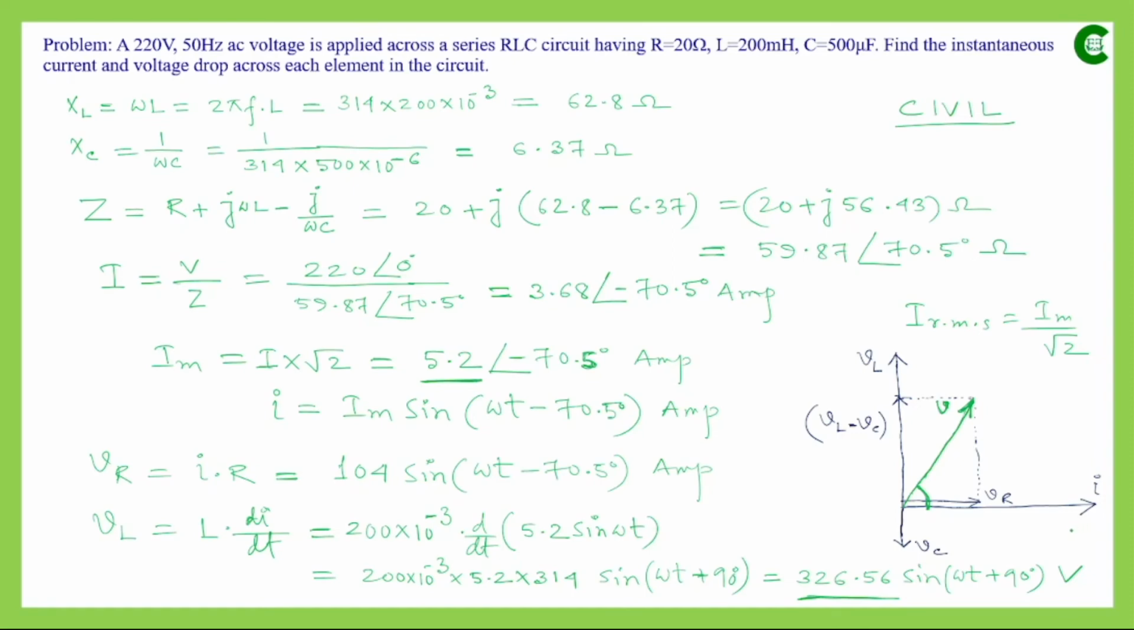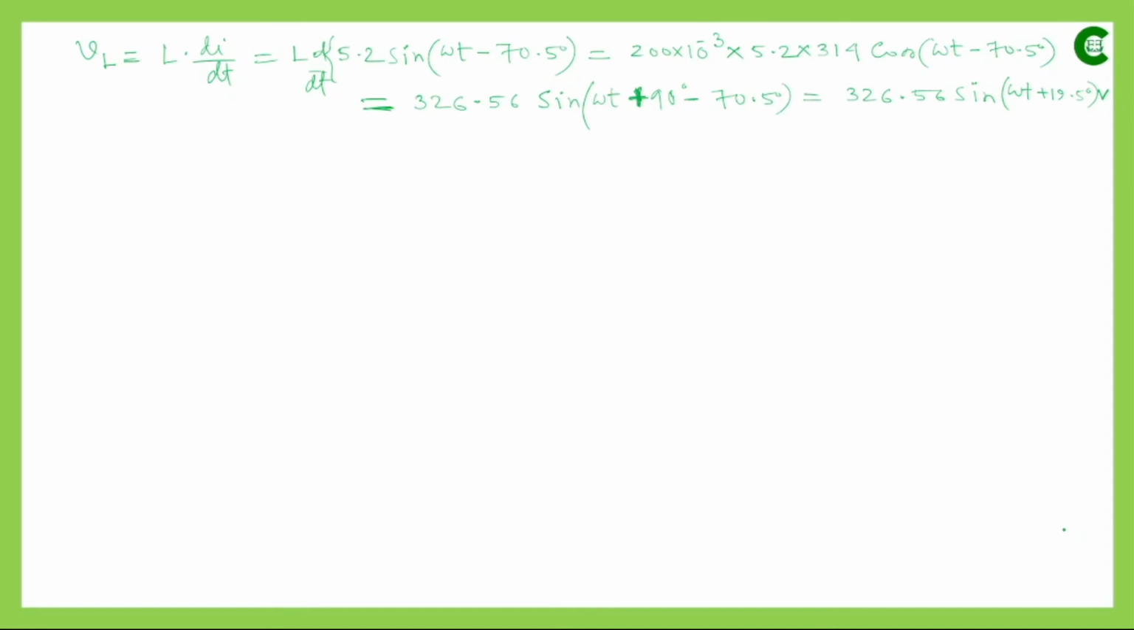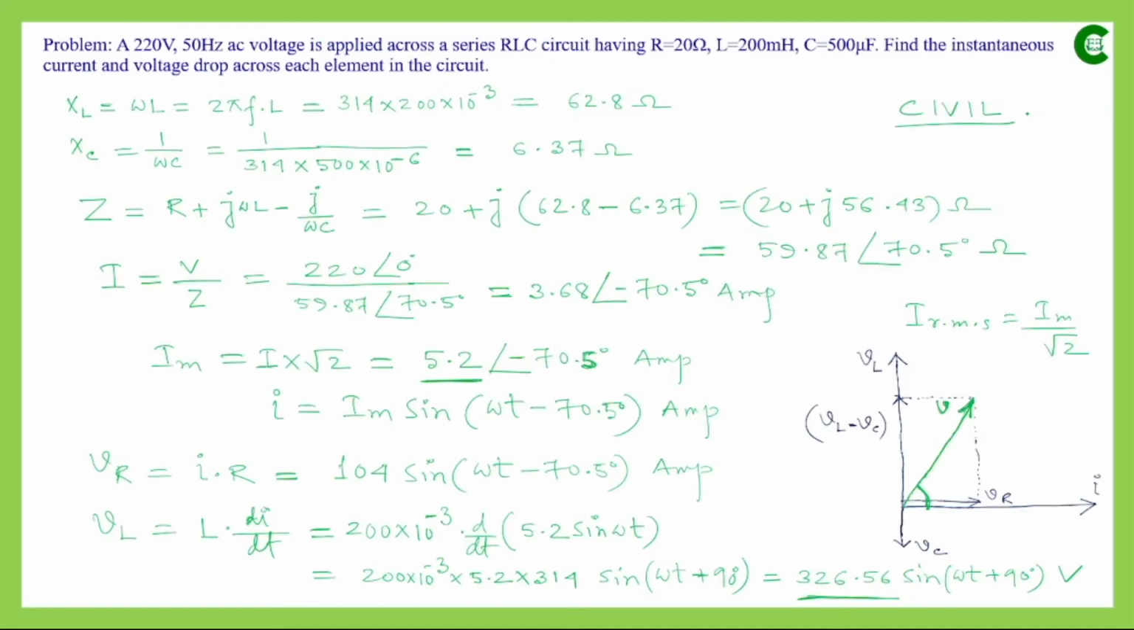But in the second case, when we are finding the same value of VL, we have obtained the same value 326.56, but here the expression of the sine is different, and that is sine omega t plus 19.5 degree. Here I took voltage as a reference, then I expressed current in terms of voltage, and there was a phase difference in the expression of current. Now when we are representing VL, we are getting phase angle as 19.5. Basically VL here is expressed with respect to V when I took voltage as reference.